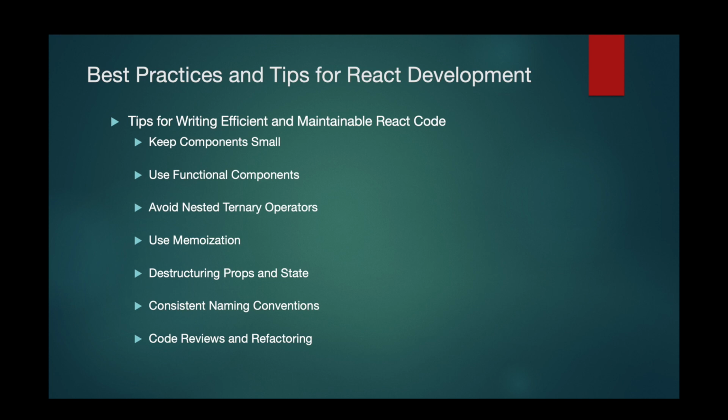Destructuring props and state. Destructure props and state within functional components to improve code readability and avoid repetitive props and state references. Consistent naming conventions. Follow consistent naming conventions for components, props, and state variables to make the code base easier to understand and maintain. Code reviews and refactoring. Conduct regular code reviews and refactorings to identify and fix code smells, improve code quality, and adhere to best practices.